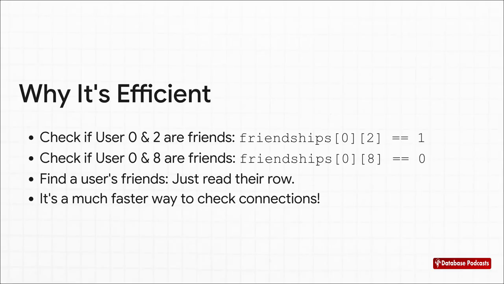But the real genius here is how fast this is. You want to know if user 0 and user 2 are friends? You don't have to run some complicated SQL query. You just look at the grid, row 0, column 2. It's a 1. Yep, they're friends. It's instant. You want to find all of a user's friends? Just read across their entire row. This is just a way more efficient way to handle this kind of network data.